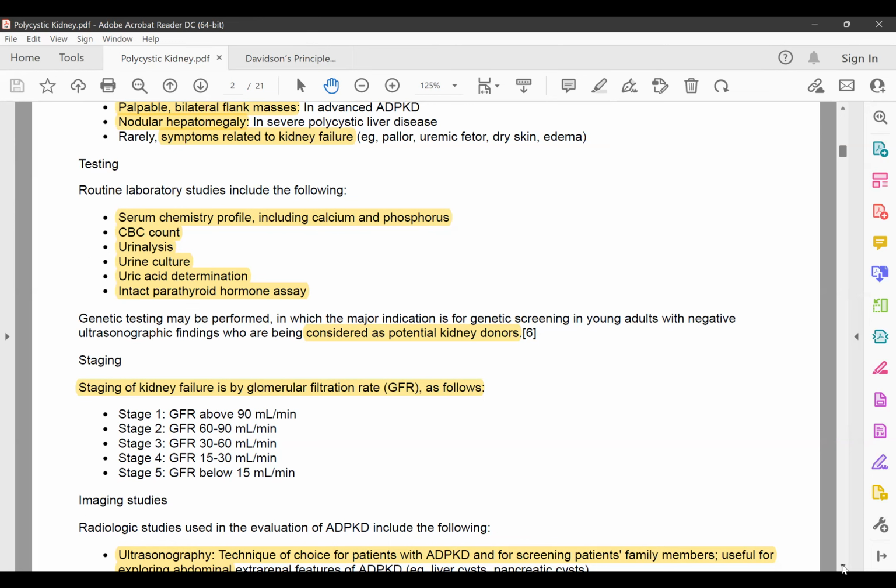People who require renal replacement therapy are those in the stage 4 and stage 5 category. Okay, I will show you how to work that out.